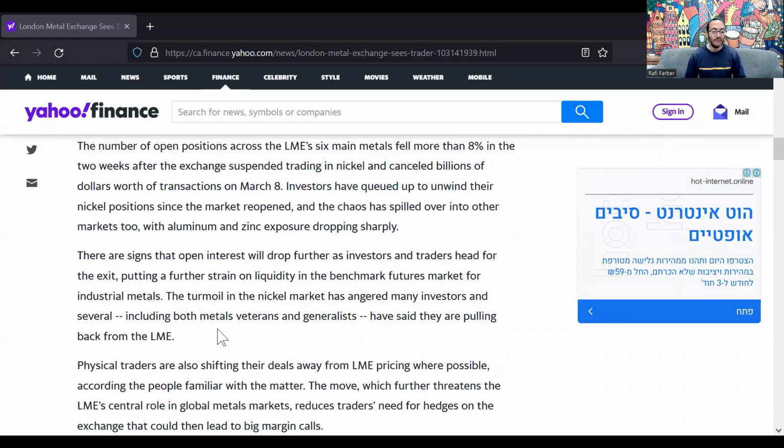The number of open positions across the LME's 6 main metals fell more than 8% in the 2 weeks after the exchange suspended trading in nickel and canceled billions of dollars worth of transactions on March 8th. Investors have queued up to unwind their nickel positions since the market reopened, and the chaos has spilled over into other markets, with aluminum and zinc exposure dropping sharply.